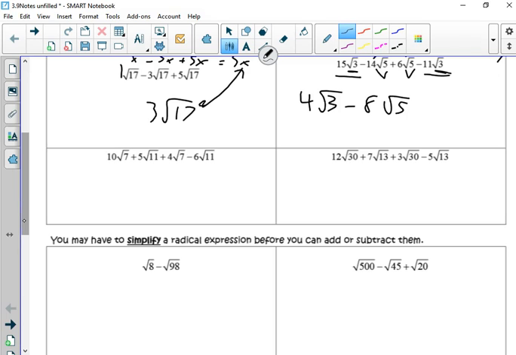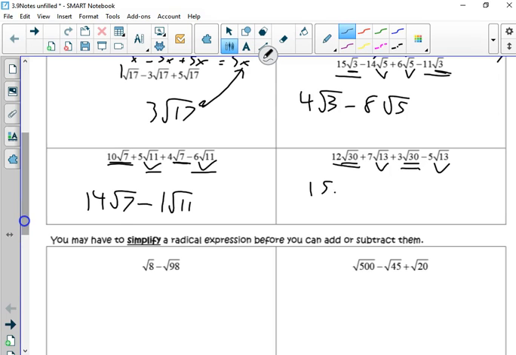Okay, so sorting. Radical 7, radical 7. Radical 11, radical 11. We're just joining like terms. So 10 of these plus 4 of these is 14 of these. 5 of these, take away 6 of these, is minus 1 of these. That's crazy. This is not hard. Radical 30 goes to radical 30, radical 13 goes to radical 13. So 12 of these plus 3 of these is 15 of these. 7 of these minus 5 of these is 2 of these.